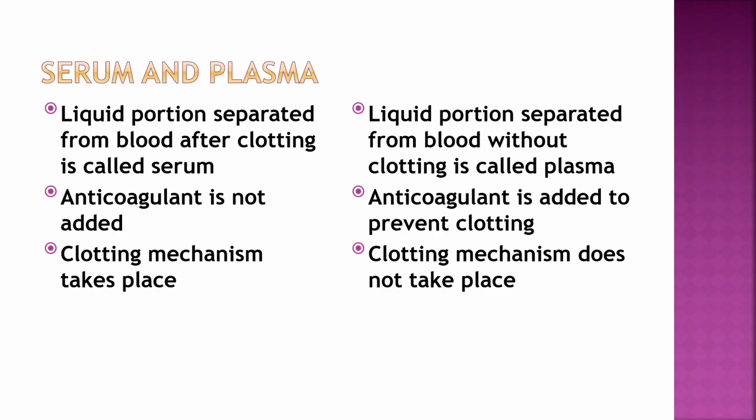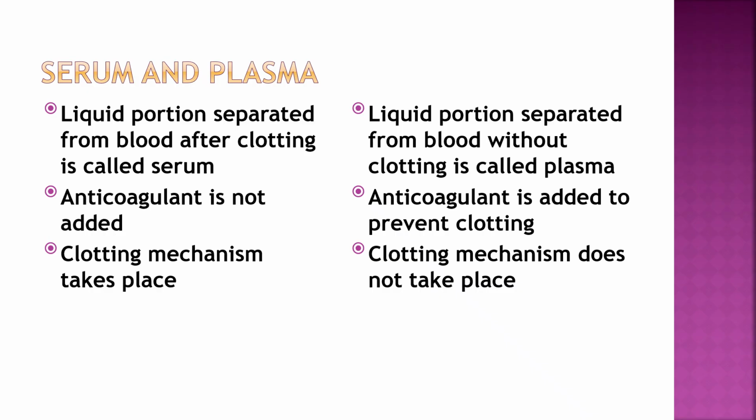Plasma is the liquid portion separated with anticoagulant, and therefore the clotting mechanism doesn't take place. So clotting factors are not present in serum, but clotting factors are present in plasma. Serum is used mainly for investigations of biochemistry or serology, and for that you have to use a plain bulb for collection of the blood.